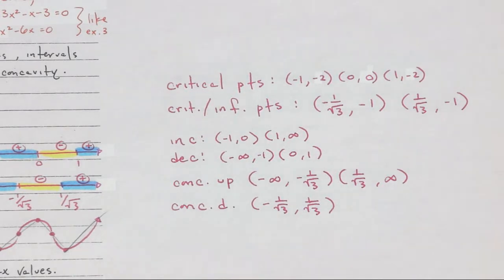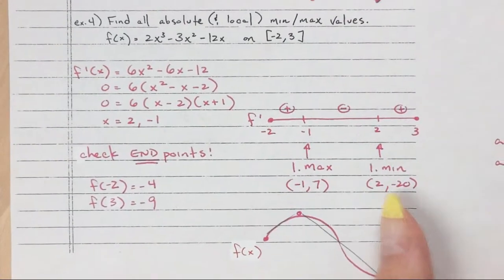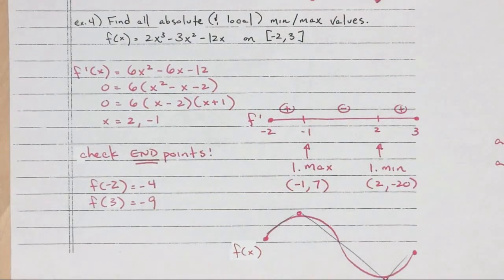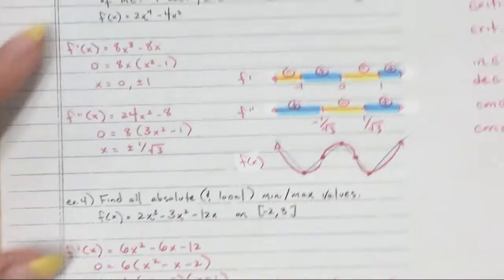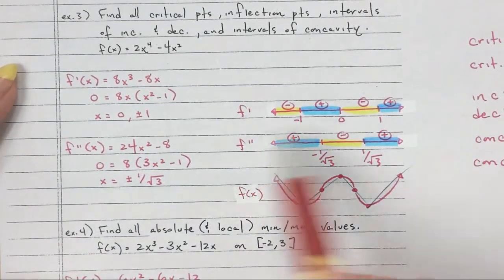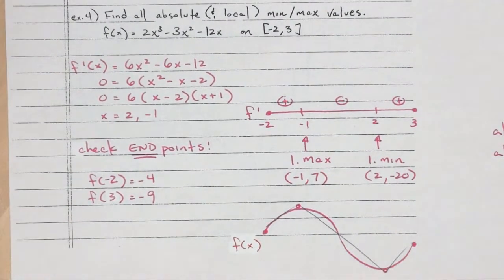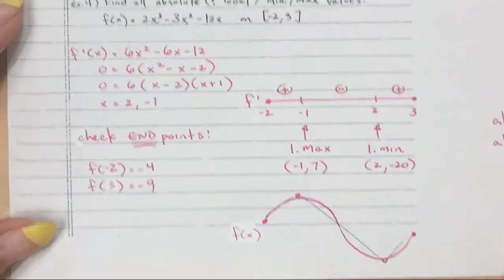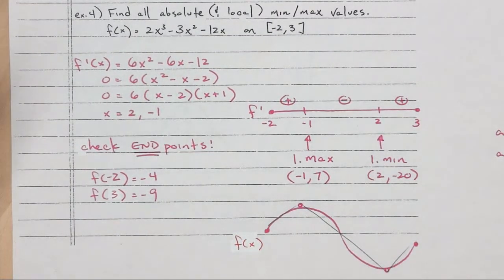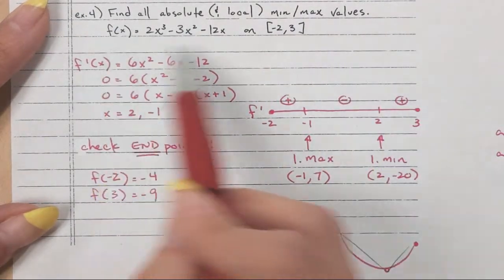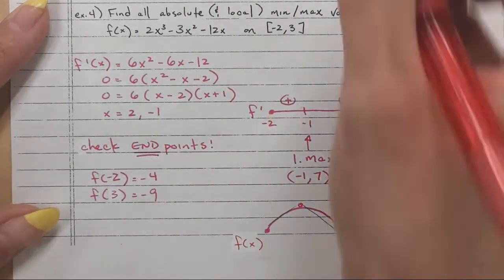And then here is the last one. So example 4, find all absolute and local min and max values. Okay, so this one for some reason trips people up. Like this one, people are getting used to because they're like, oh, this is just like velocity and acceleration. This one is actually easier, but for whatever reason, it gets a little bit confusing for us, okay? So find absolute and local max and mins. Okay, here's a function.